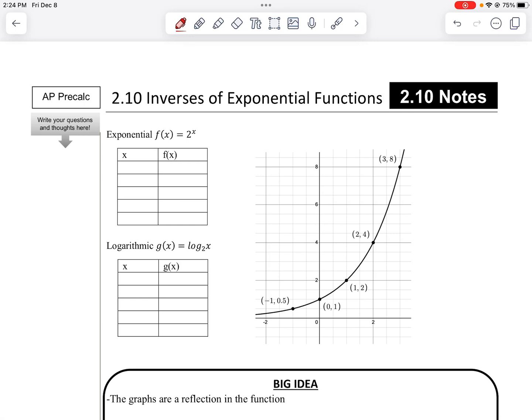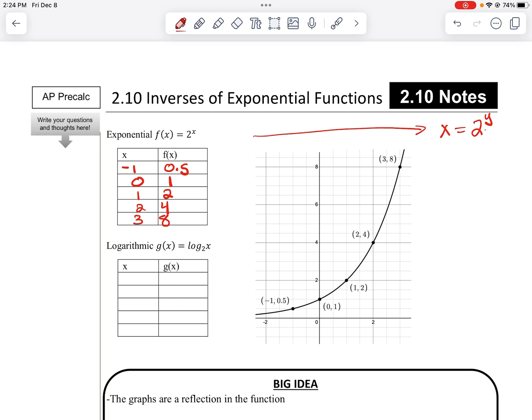So today we're going to talk about the inverse of exponential functions, which turns out to be a log. If we were to fill out this table, and we have a graph of 2 to the x right here, some coordinates are -1 and 0.5, 0 and 1, 1 and 2, 2 and 4, 3 and 8. So we know our definition of inverses: we switch the x and y. So over here, this would be x equals 2 to the y power.